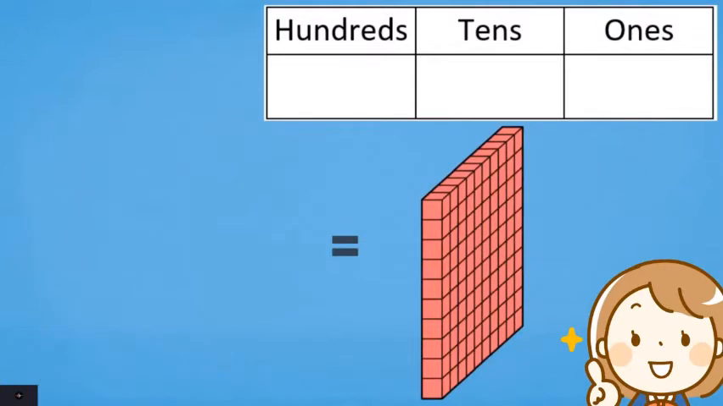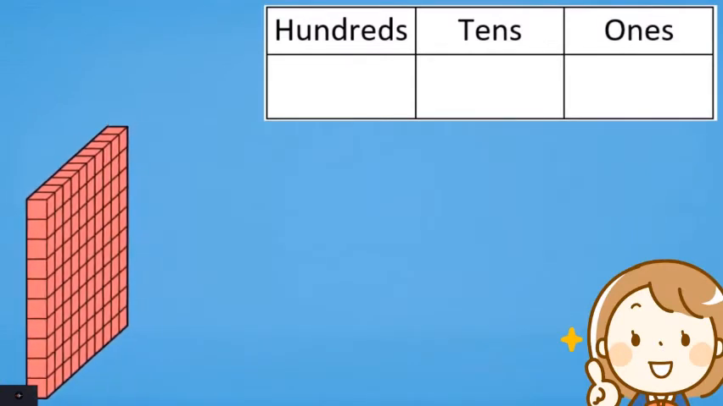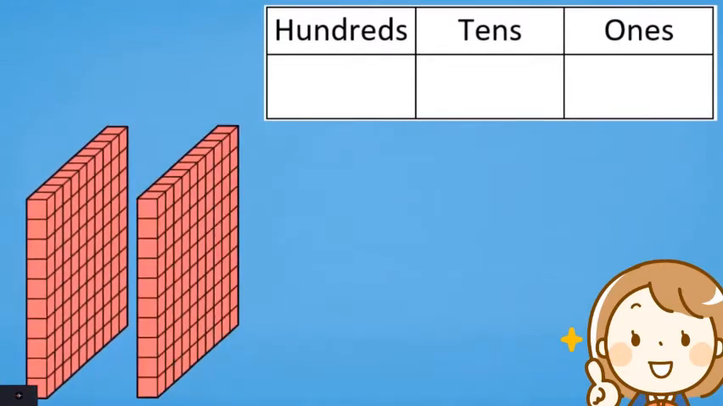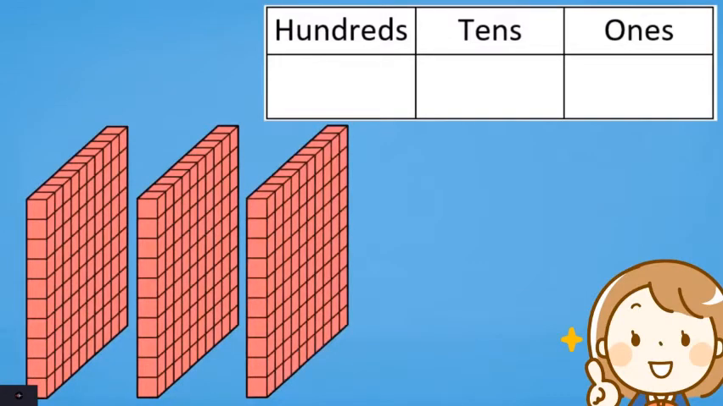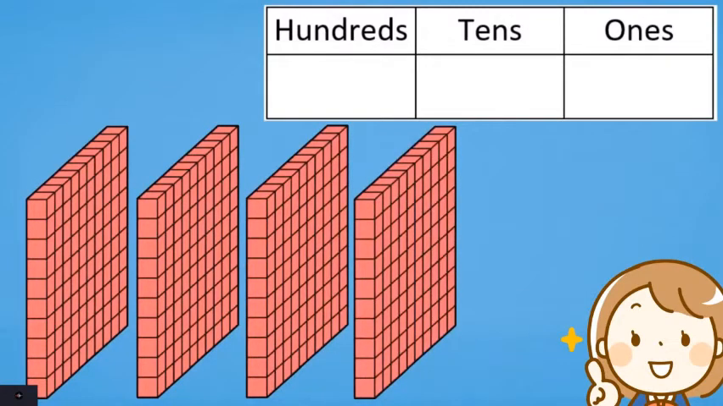Now let's count the hundreds. 1, 2, 3, 4. 400. How many hundreds? You're right, 4. 0 tens and 0 ones. 400.